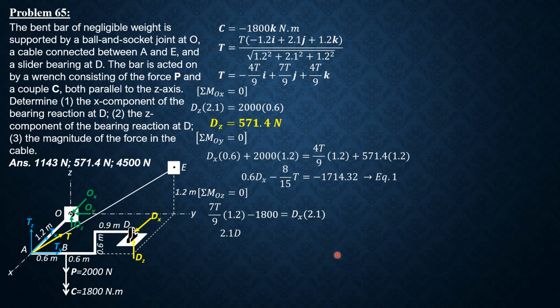Simplifying, 2.1 dx minus 14 over 15 T equals negative 1800. So solving equations 1 and 2 simultaneously gives us the following results. dx is 143 newtons and the tension is 4,500 newtons. So that's it. That's the solution to this problem.